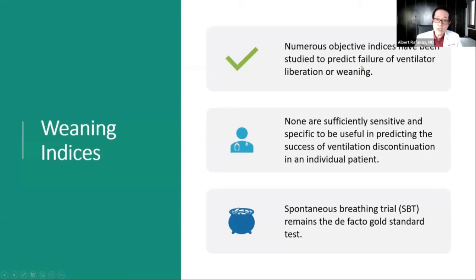Weaning indices: numerous objective indices have been studied to predict weaning failure. None are sufficiently sensitive and specific to be useful in predicting the success of weaning. What I would recommend is that the spontaneous breathing trial remains the de facto gold standard test to determine if the patient can be taken off the ventilator.